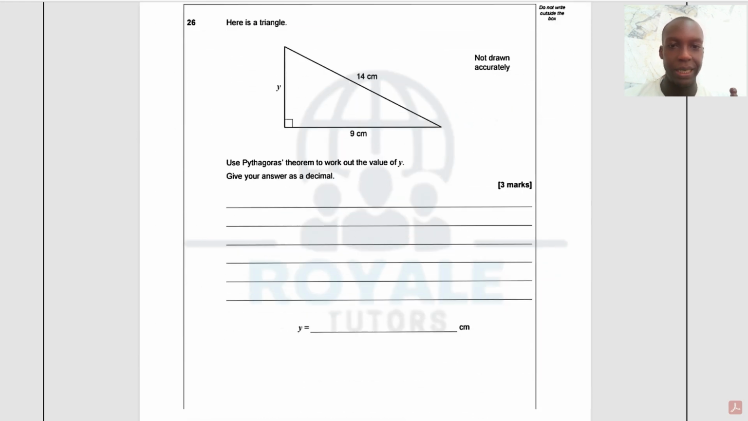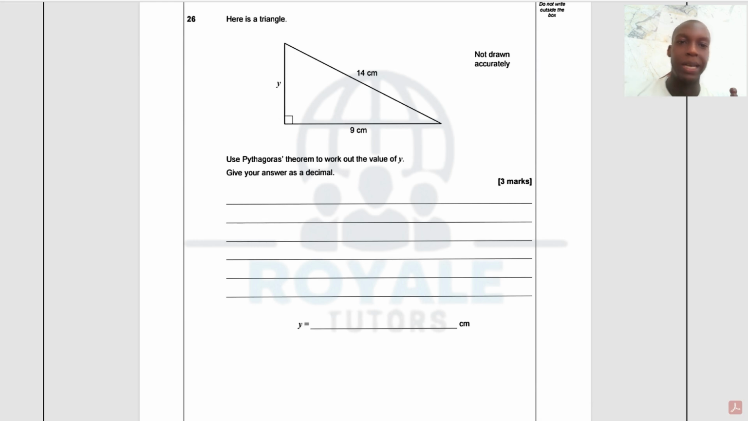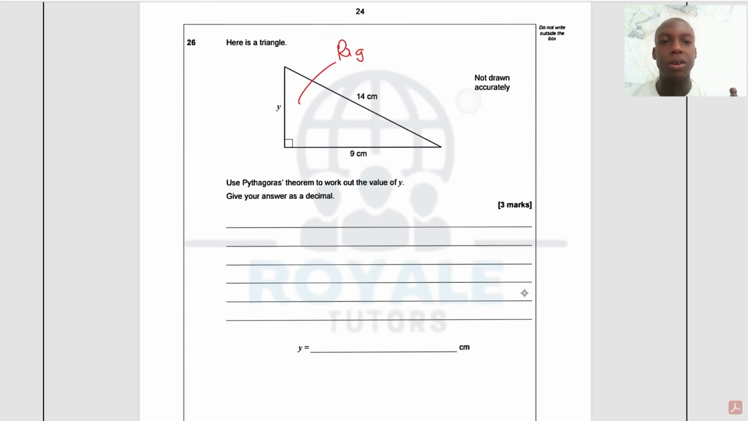And the last question that we have here is a triangle. What kind of triangle is this? This is called a right angled triangle. Why is it a right angled triangle? It's basically because one of its angles is 90 degrees. So we have to use Pythagoras theorem to work out the value of y.